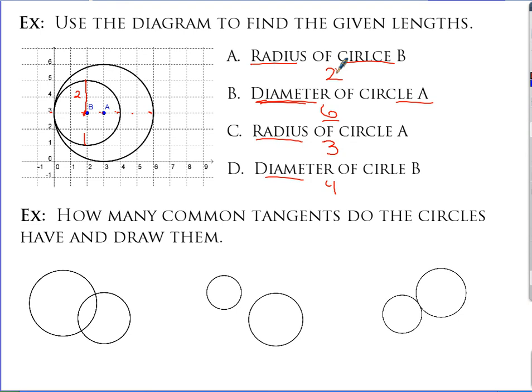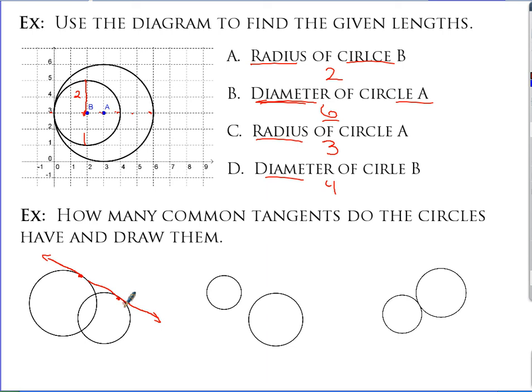How many common tangents do these circles have? And then draw them in. So we have two circles that are overlapping. So these two circles intersect twice. How many tangents can we draw? Common tangents. So it's got to be tangent to this circle and tangent to this circle. So I could draw one across here, imagine that's a straight line, where it just touches once here and once there.